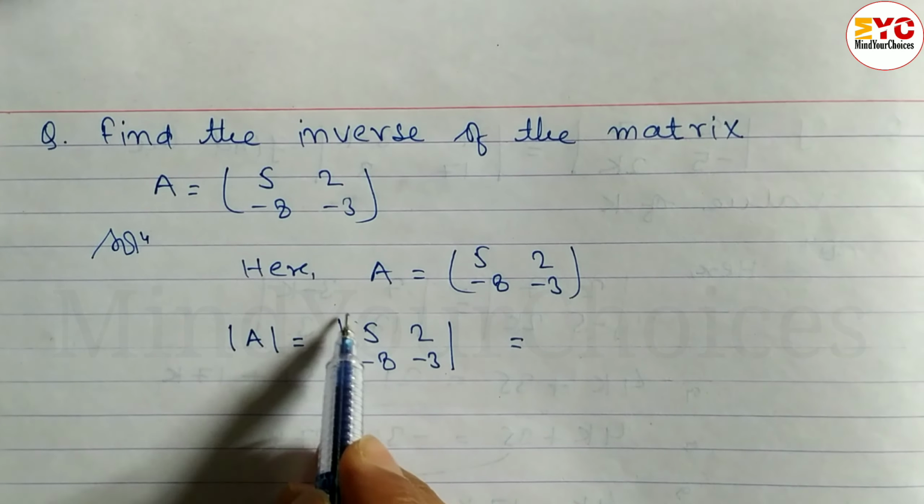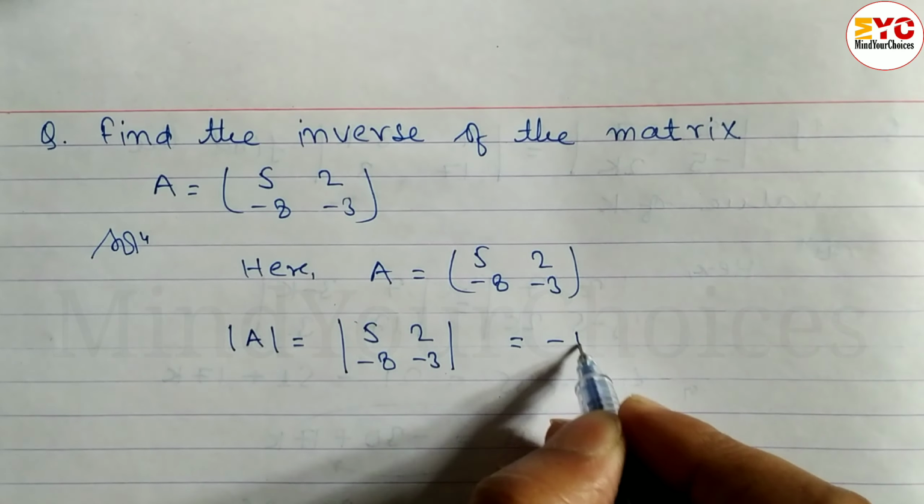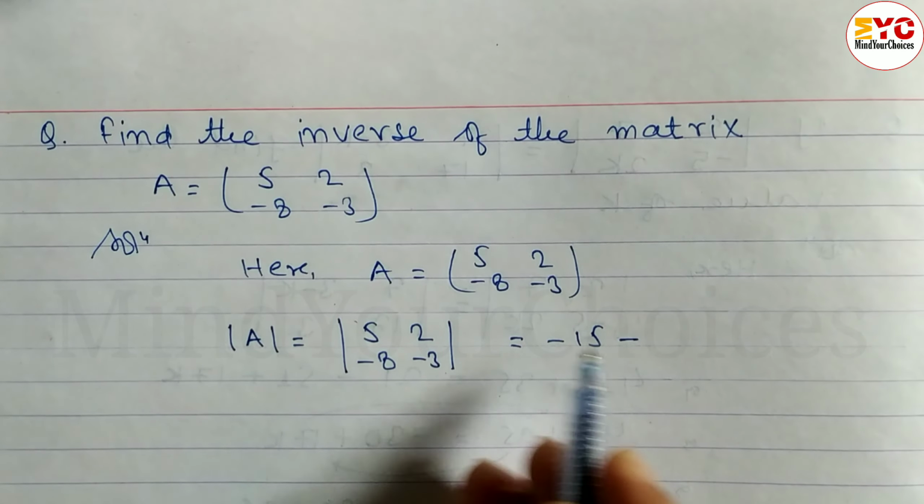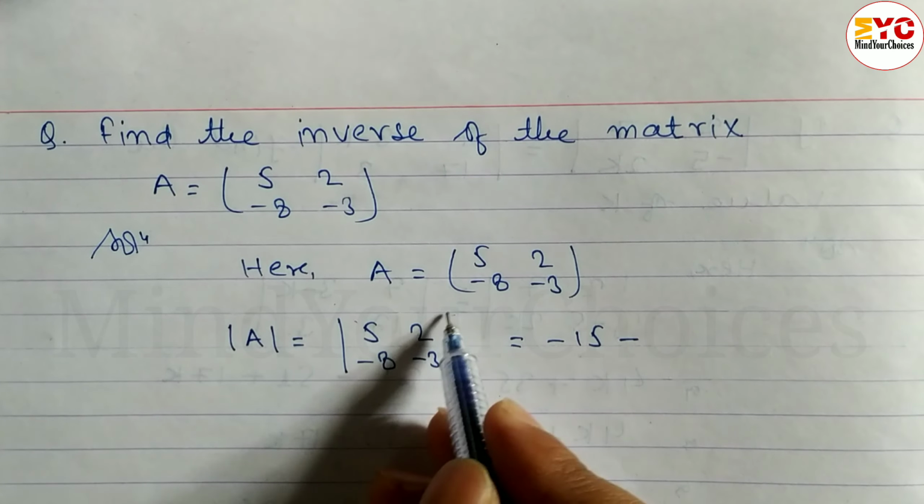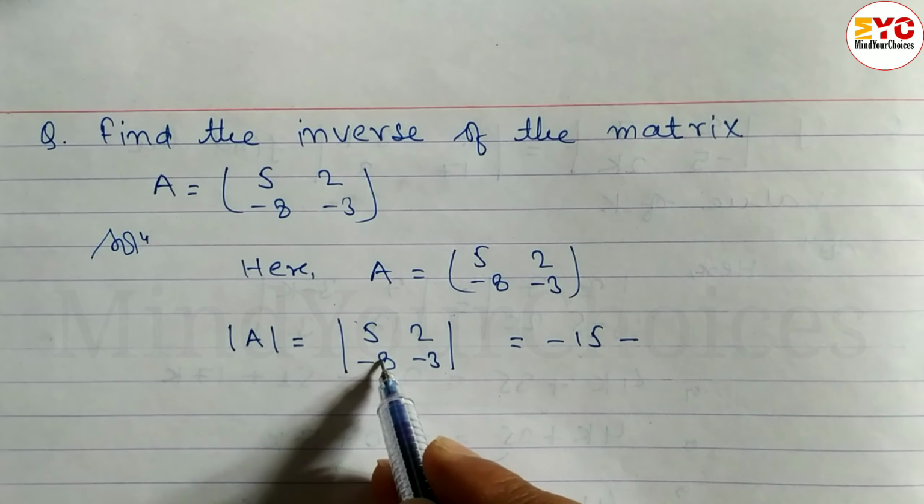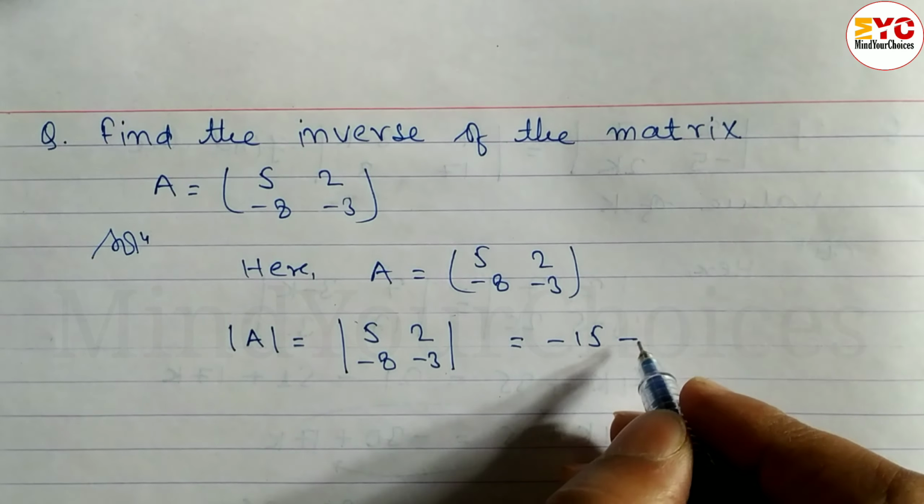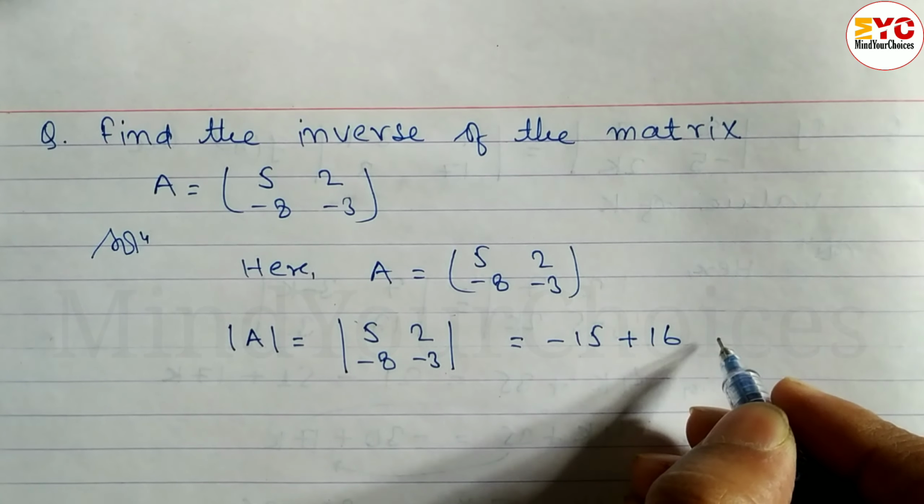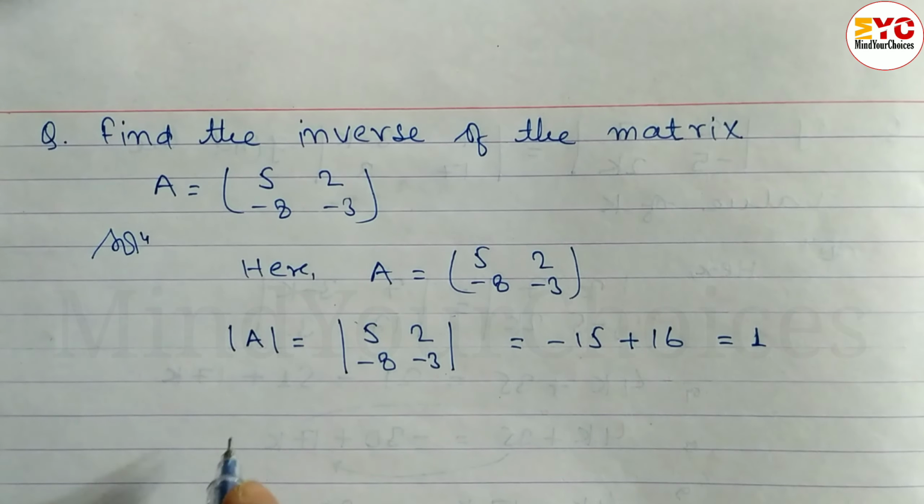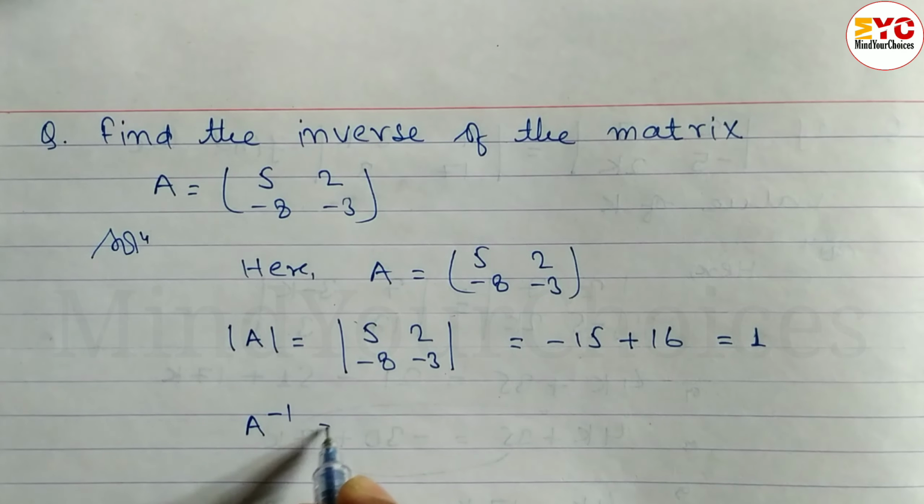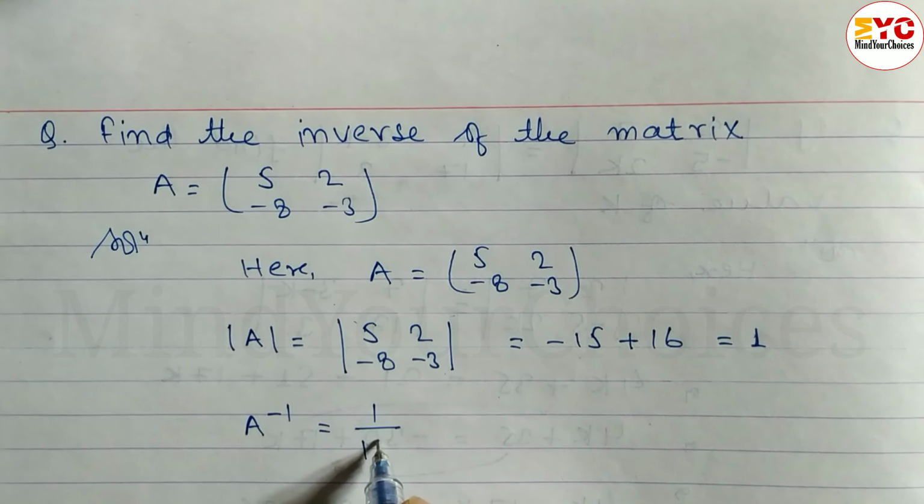So first of all multiply the main diagonal. 5 into minus 3 is minus 15, minus, from the formula, and this 2 we have to multiply. Non-diagonal we have to multiply. Minus 8 into 2 is minus 16, minus minus is plus, and we write here 16, which is equal to 1. Now we have to find A inverse, and the formula of A inverse is 1 by determinant A.